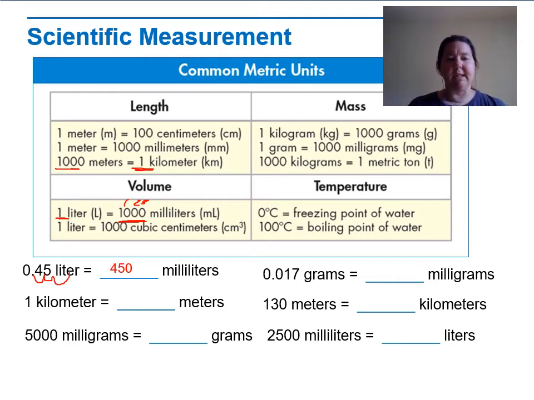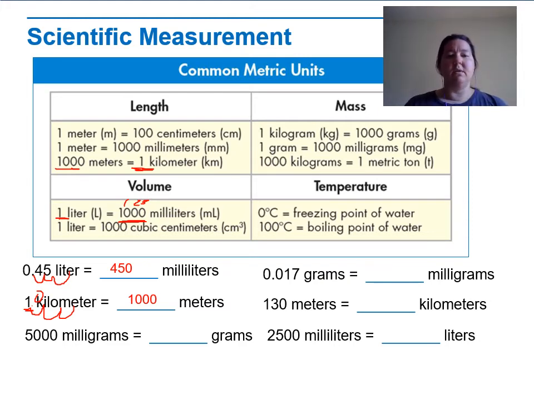Okay, 1 kilometer, and that one gives it to you. But again, 1 kilometer is 1,000 meters. So if we think about 1 kilometer as being 1.0, all we have to do is move the decimal place again 3 spots, 1, 2, 3, to make it 1,000.